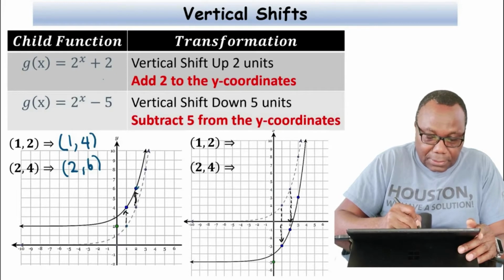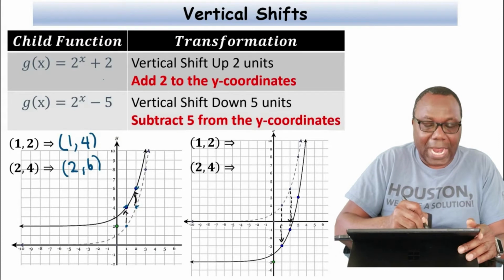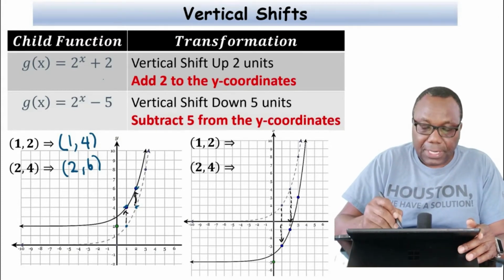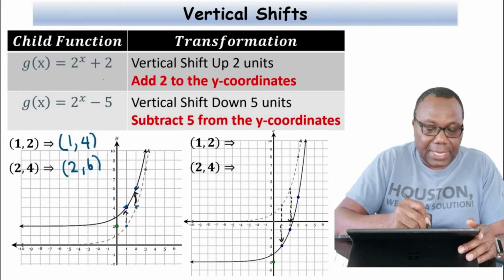This is the parent. This is the child. This is the parent. This is the child. So we're just adding to the output. We're adding 2 to the output. All right, let's do the other one. We're subtracting here from the output.